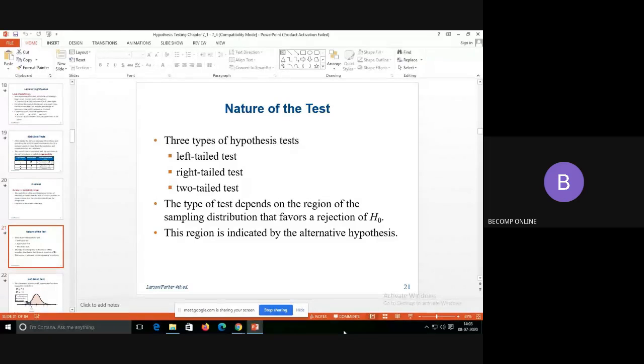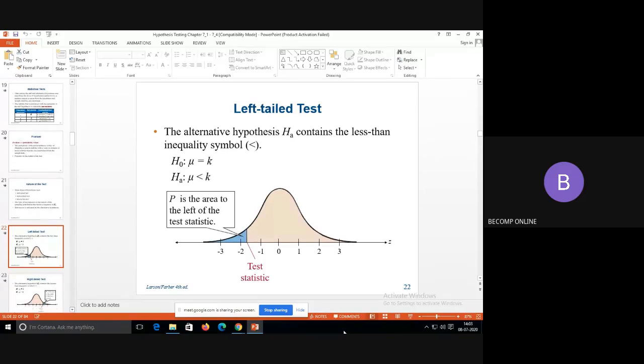Then we have three kinds of tests. The first is the left-tailed test, the second is the right-tailed test, and the third is the two-tailed test. These are the three kinds of tests that we saw yesterday. The first one is the left-tailed test. We have two statements, the null hypothesis and the alternative hypothesis. If the inequality symbol less than occurs in the alternative hypothesis, then the area of the p-value occurs on the left-hand side. That's why we call this a left-tailed test.